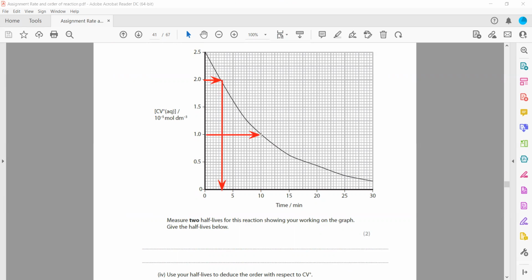You can take 2, half of 2 will be 1. Or you took 1, half of 1 will be 0.5. So 10 boxes are 5, each box is 0.5. So this is 1, 2, 3. So this one is 3 and 10. So half-life 7. 10 and 15, 16, and 17.5, about 17.5.